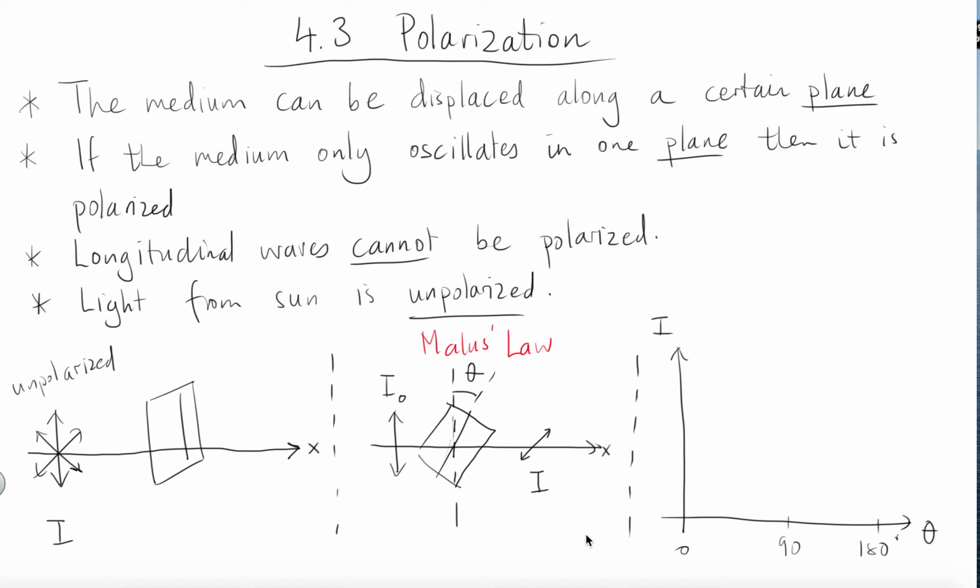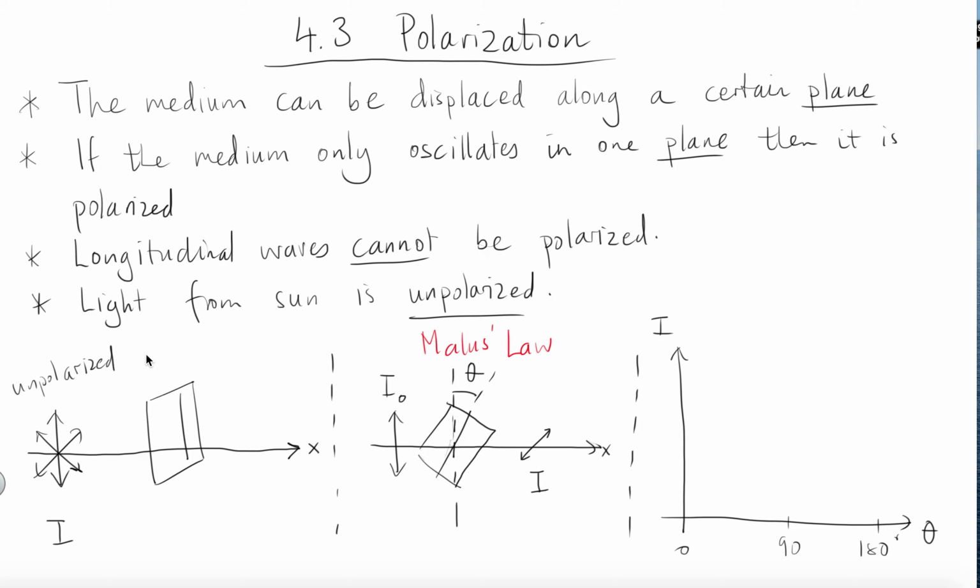Also in this subtopic is the concept of polarization. You can understand it in that waves are a displacement of a medium, and the medium can oscillate along a certain plane, i.e. the x-plane or the y-plane. So if a medium oscillates only in one plane, then we say it's polarized. The opposite would be a combination of different planes of oscillation, which would be unpolarized. However, longitudinal waves cannot be polarized, so sound waves cannot be polarized, and you also have to know that light from the sun is also unpolarized.